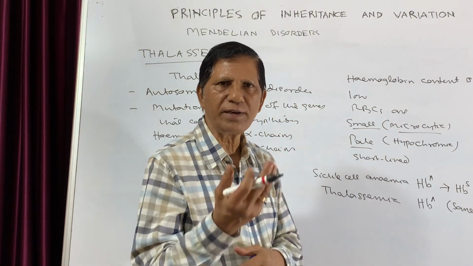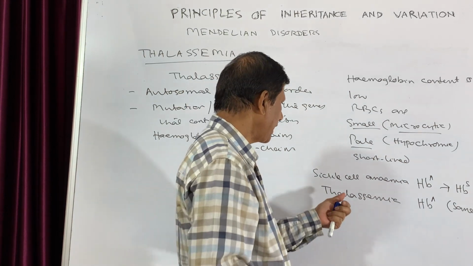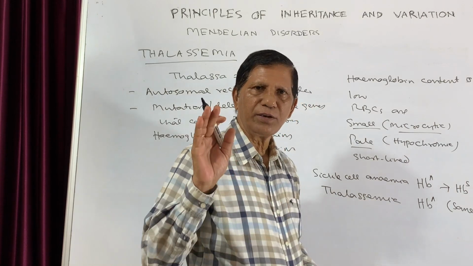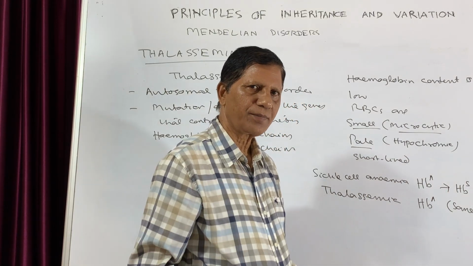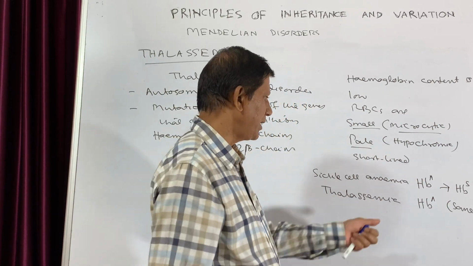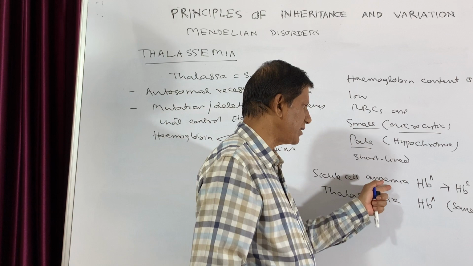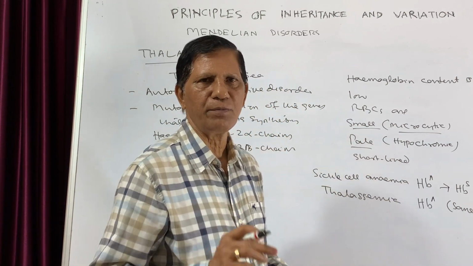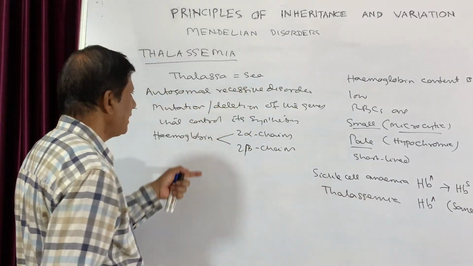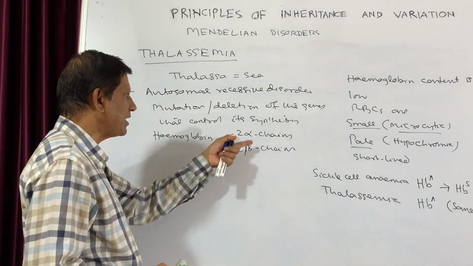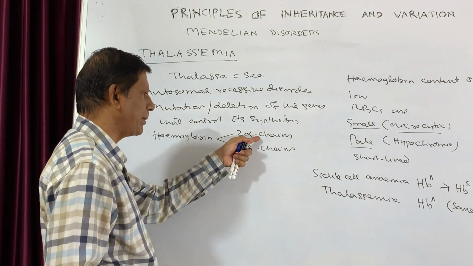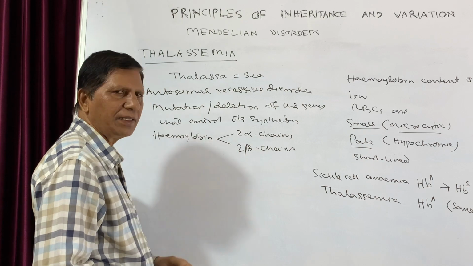In sickle cell anemia, the normal hemoglobin changes to sickle cell hemoglobin. That means it is a qualitative change. But in case of thalassemia, the hemoglobin of the normal adult is the same, but the amount of hemoglobin is less. So it is a quantitative change, while the other is a qualitative change. That is very important. Now the next thing is that thalassemia, depending upon which chain is affected, is mainly of two types. It may be alpha thalassemia or it may be beta thalassemia.